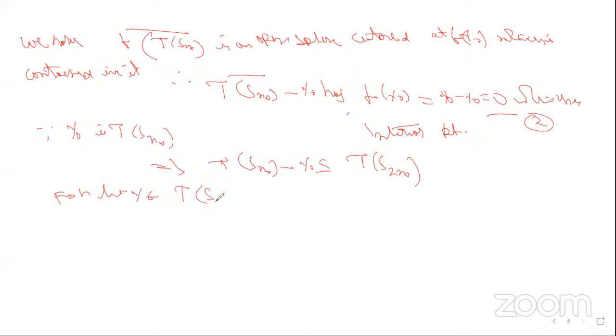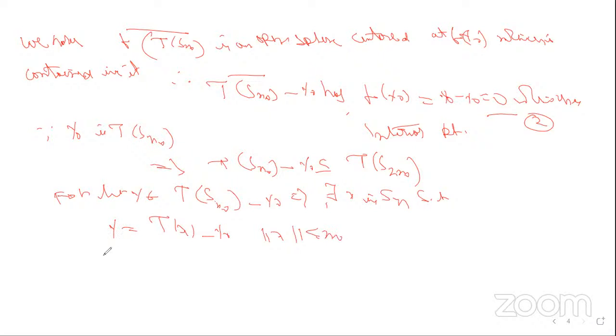T of S_n0 minus y0. That implies there exists an x in S_n such that y equals T of x, and the norm of T of x minus y0 is less than n0. Then n0 is less than n.